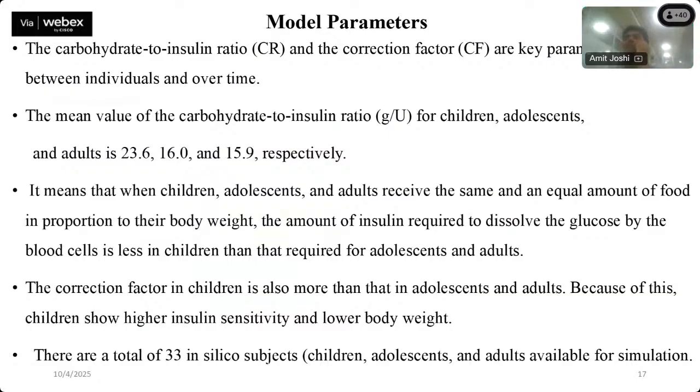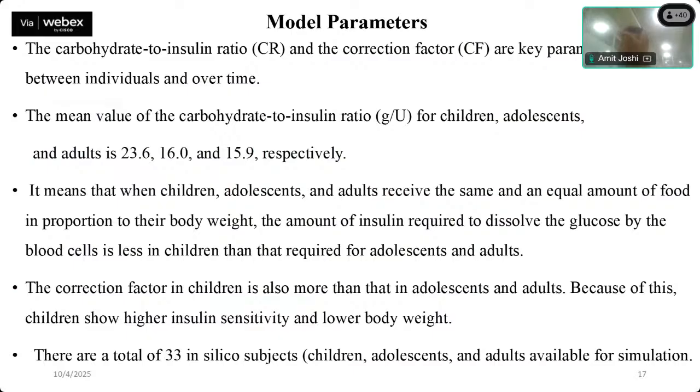So, various model parameters that we need to understand while dealing with the UA Padova simulator. Carbohydrate to insulin ratio is very important. How is carbohydrate generated? Carbohydrate is whatever amount of food item that you are consuming. Whatever food item you consume contributes towards the carbohydrate intake inside your body. According to the carbohydrate generated, that signifies your glucose inside your body, and that has to be governed through proper insulin generation inside the body. So the carbohydrate to insulin ratio is important. The correction factor is also very important.